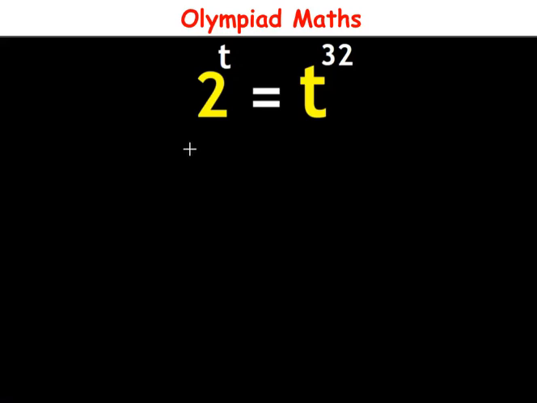Hello everyone, in this video let us solve this question. So we have 2 raised to power t is equal to t raised to power 32, and here we have to solve for the value of t in this question. So t is equal to question mark. Now to solve this, solution.